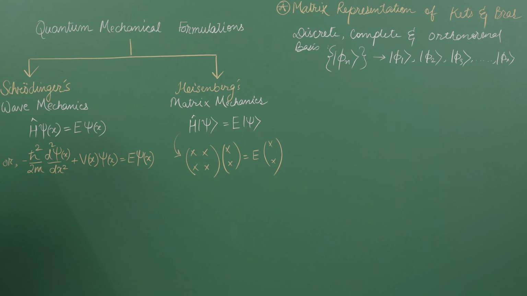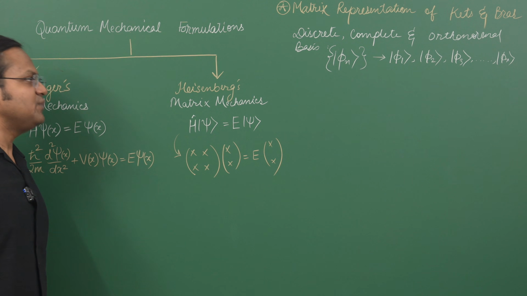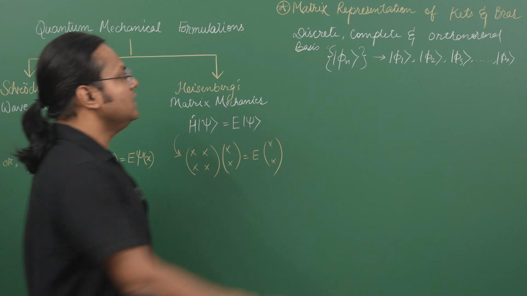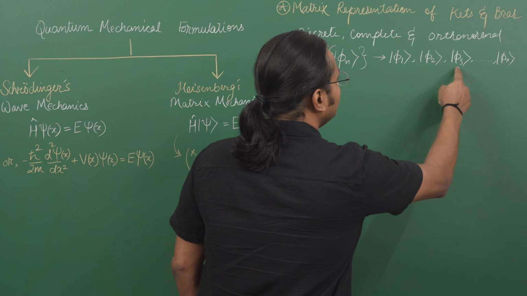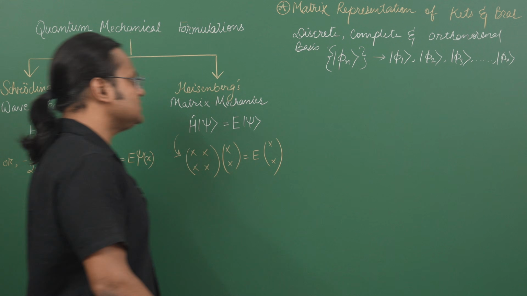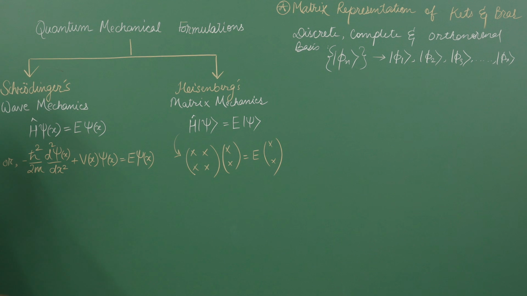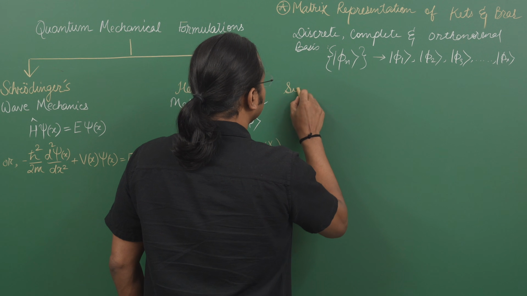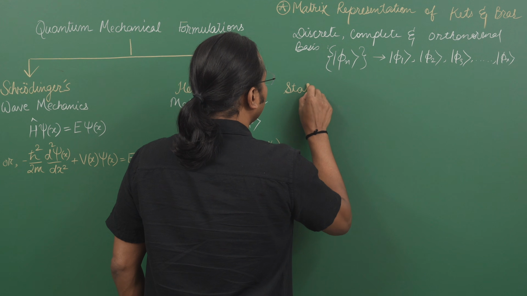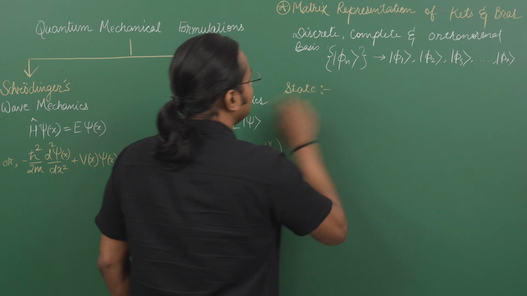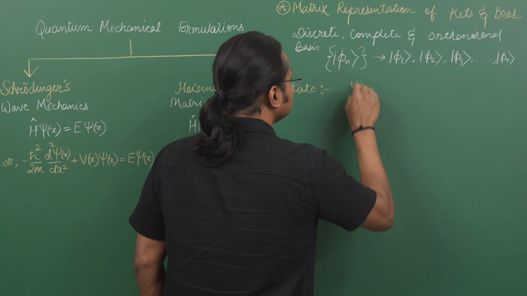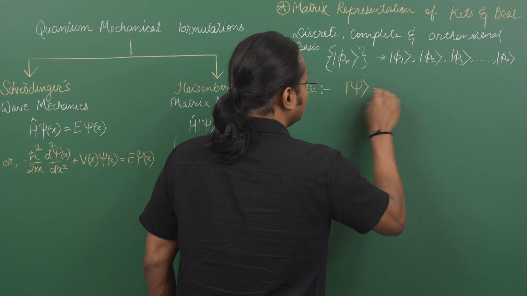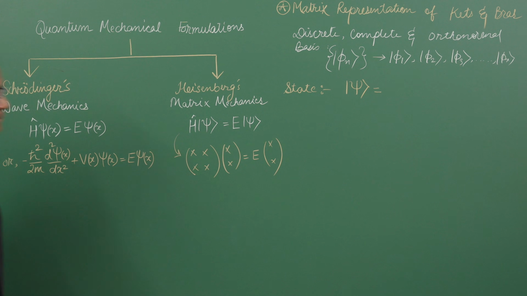So the basis simply means that these are the unit vectors in that given space. These are orthonormal. So if I take an inner product between two distinct basis vectors, the answer will come out to be 0. And if in this kind of a system we try to represent a quantum state, let's suppose psi.